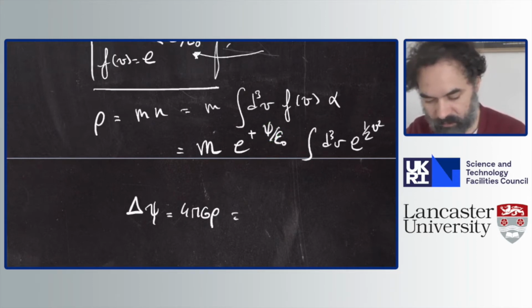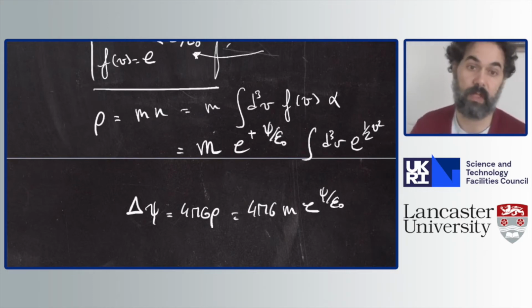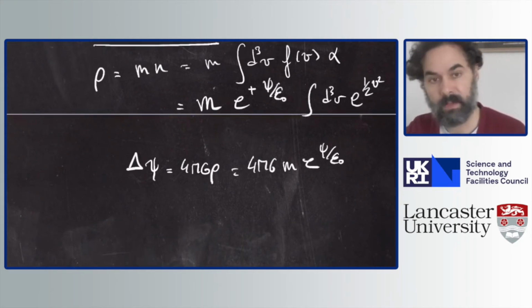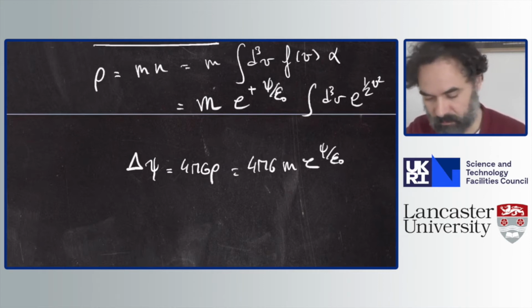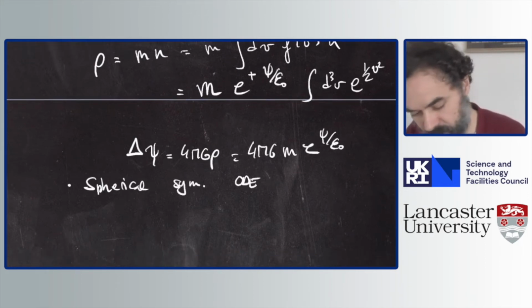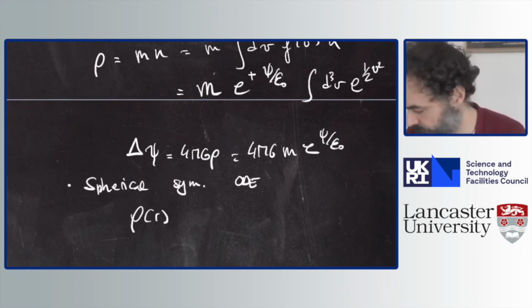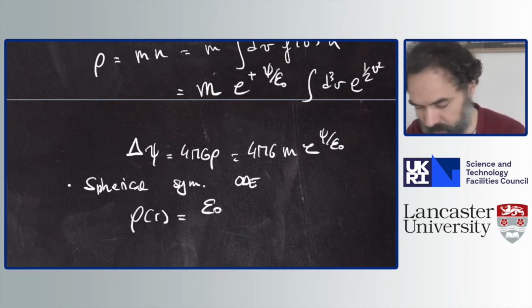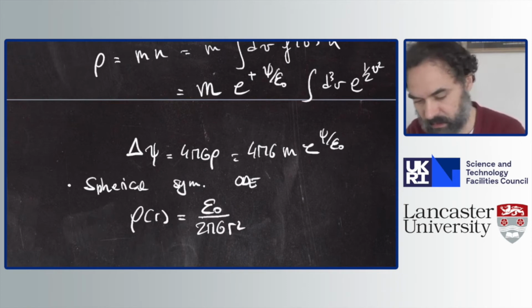And here we have finally found an equation which is only depending on the gravitational potential, and it's an equation that you can solve. In particular, you assume spherical symmetry. Then this is nothing but an ODE that you can solve easily. And the solution turns out to be rho equal to E0 divided by 2 pi j r squared. So please check it. And this is great.